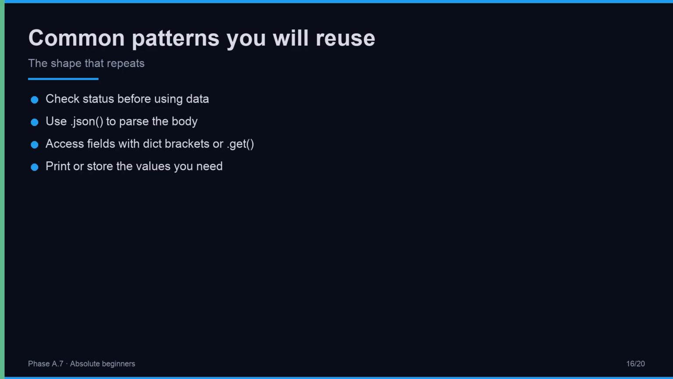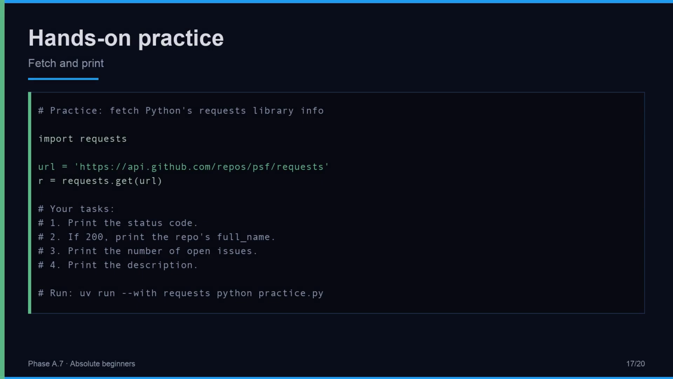The shape that repeats. Here is a short practice to make it stick. Fetch a different repository from the GitHub API, the requests library itself, at psf/requests. First, print the status code to confirm the call worked. Then, if it is 200, print the full name of the repo, the number of open issues, and the description field. Try it before reading the next lesson. The goal is to feel the shape in your fingers: import, get, check status, parse, print. Once that feels natural, you are ready for the next lesson on navigating the data that comes back.